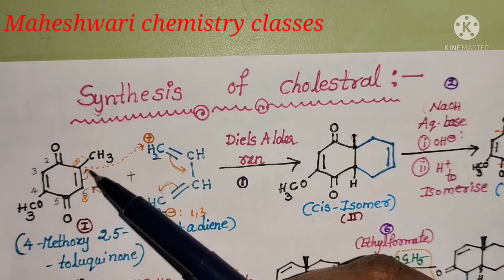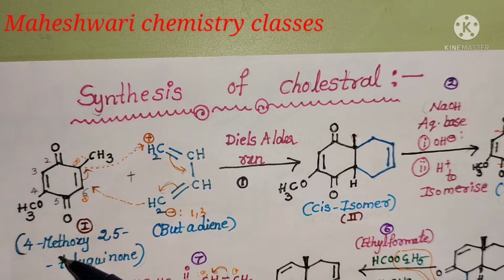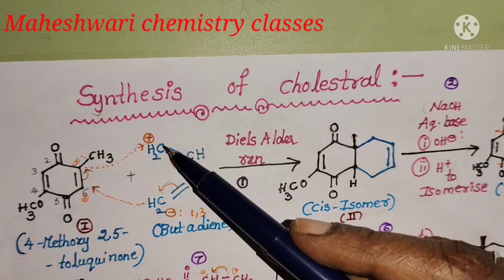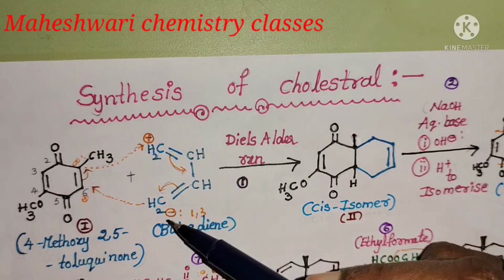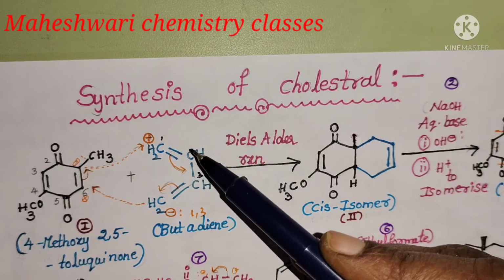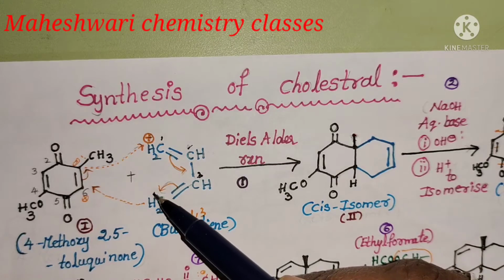In the benzene ring, a methyl group is there. That is why it is toluene, and that is why it is called 4-methoxy-2,5-toluquinone. It is the dienophile. Next, the diene has double bonds at the first and third positions, that is why it is called 1,3-butadiene.